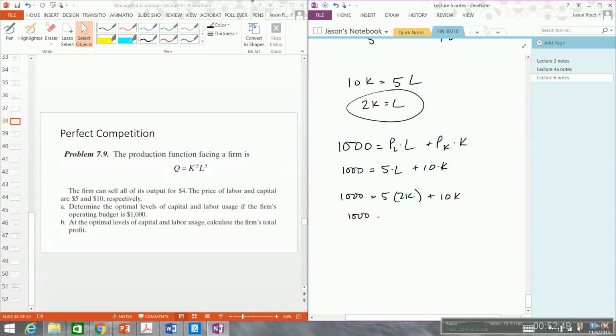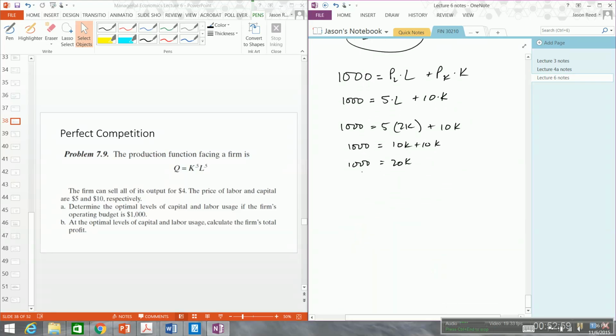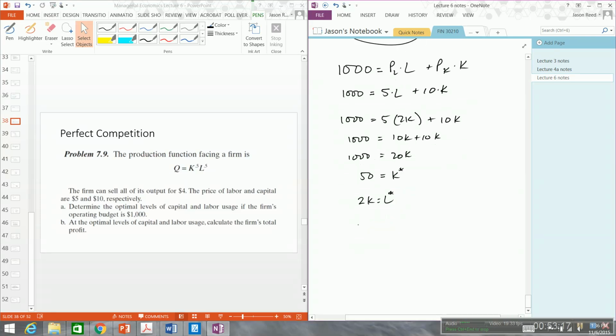So if 1,000 is equal to 10K plus 10K, so we have 1,000 is equal to 20K, which we get 50 is equal to K. Good. So now we have a level of capital that is going to essentially be efficient for us. So then what amount of L do we need? So we have 2K is equal to L. So we'll put stars here so we know that these are the optimal levels. So that we have 2 times 50 is equal to L. So 100 is equal to L star. Good. So now we have our 2 optimal levels.